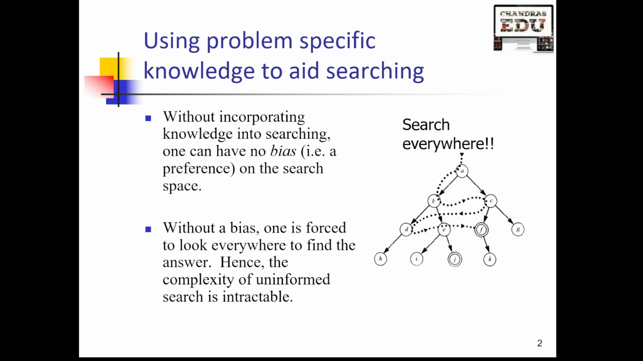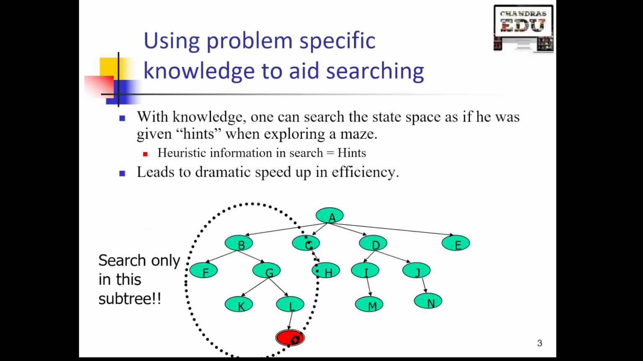And what is the problem with the uninformed search strategies? There is no bias. That means we don't know where the solution is. If we have any hint of the solution, then we will try to search in that path to find the solution. So there is no bias, that means we have no knowledge about where the solution is. So in that case, we need to search everywhere to find the solution, so the complexity of uninformed search is intractable. That means it is very hard to find the solution in the uninformed search strategy.